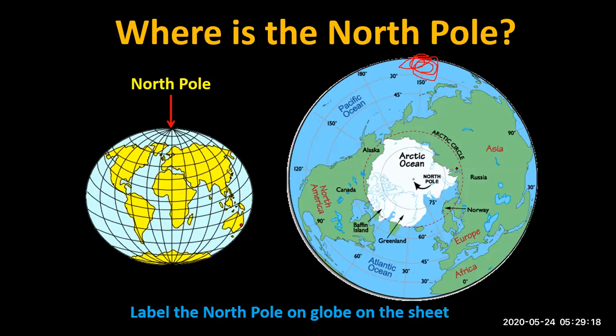Right, and this is where we're studying, the Arctic Ocean. This is the North Pole. This is the Arctic Circle, very close to Russia, Norway, Greenland, and the rest. Right, so we move on.